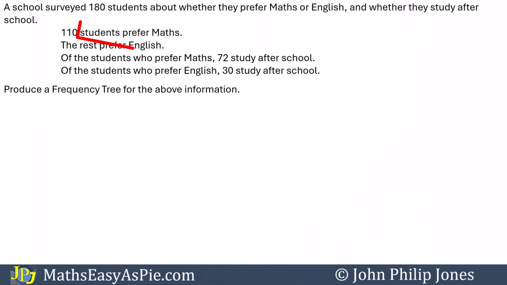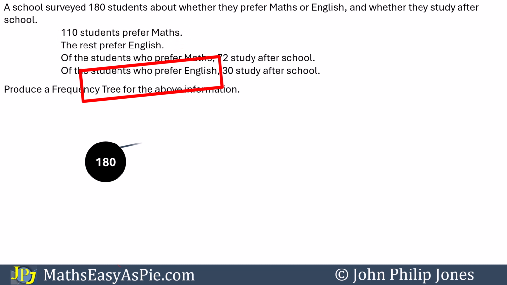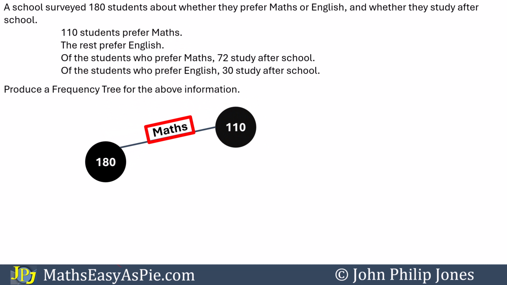We can see we have 180 students, so we start off the frequency tree as illustrated. 110 students prefer maths, so we draw a branch to the frequency tree as shown here. This is the maths branch, and at the end of the branch you can see we have the 110 that was referred to here in the question.